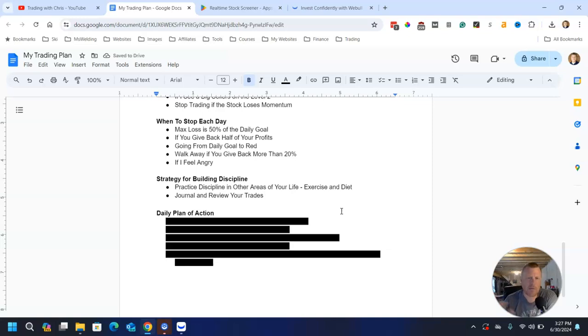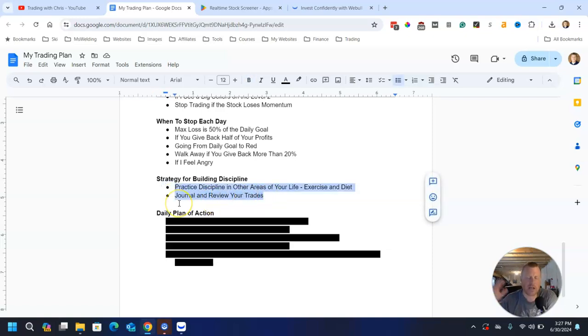So next, I want to build discipline into my strategy, because trading really requires a lot of discipline over your emotions, discipline on executing on the right strategies, all that stuff. So I want to practice discipline in other areas of my life. I want to exercise. I want to eat right, stuff like that. And I also want to have a journal and review my trades regularly.